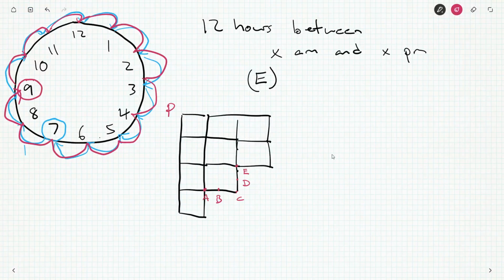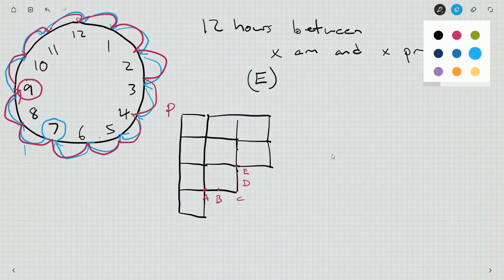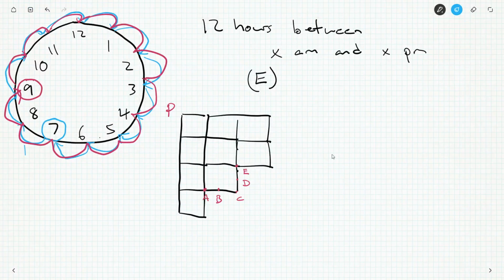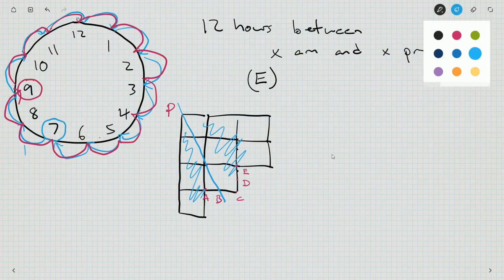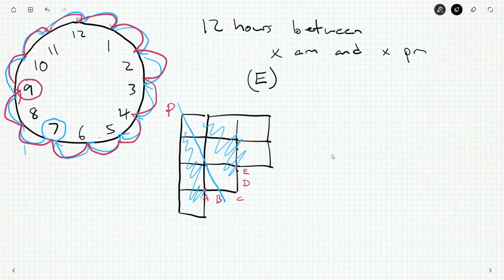C, D, and E. Okay, so the idea is we want to cut this into two equal halves, and we've got to get a line going through P and passing through one of these other ones. So if it was going through P and B, then this area would be equal to this area. That's the rough idea. Is it going to be B? Well, visual inspection would say no, because it looks like we've got much smaller area. But visual inspection alone is not how mathematicians operate.